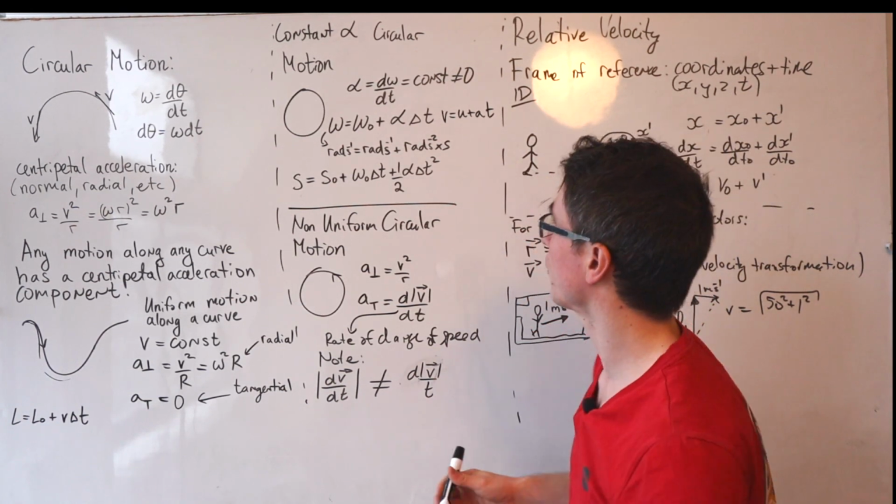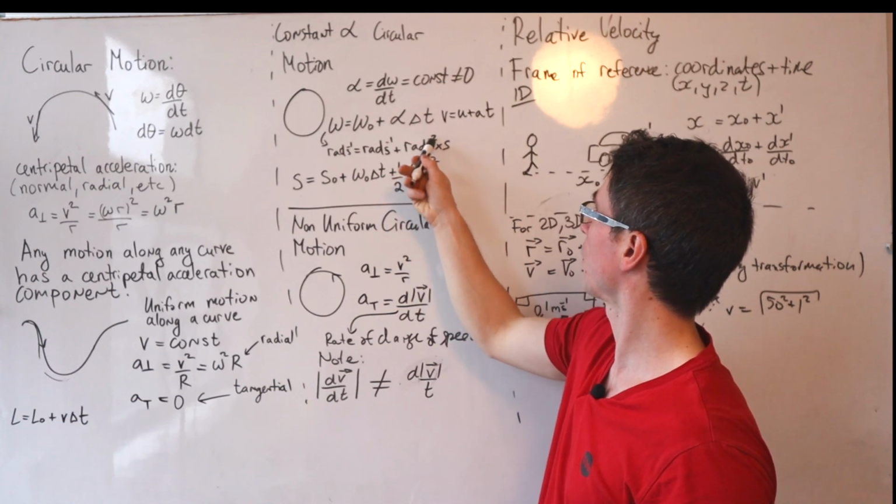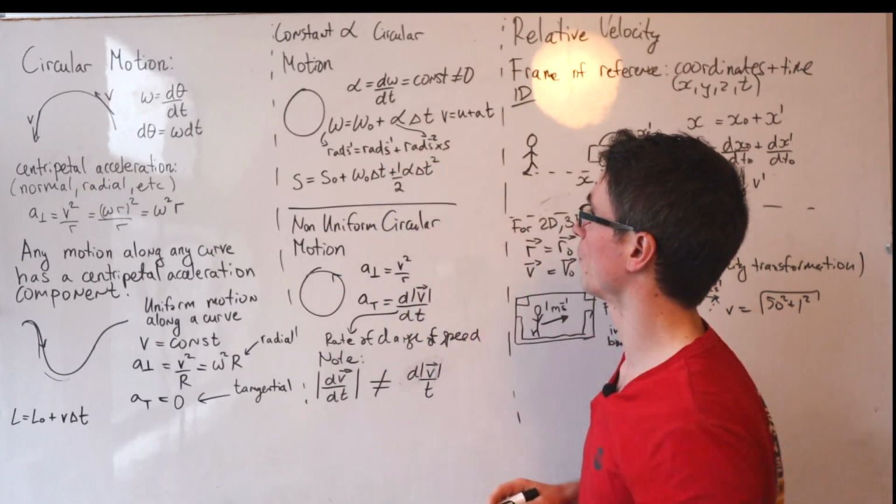The units also make perfect sense. We have radians per second, and then radians s to the power of minus 2, which is this guy here, multiplied by s gives me s to the power of minus 1.